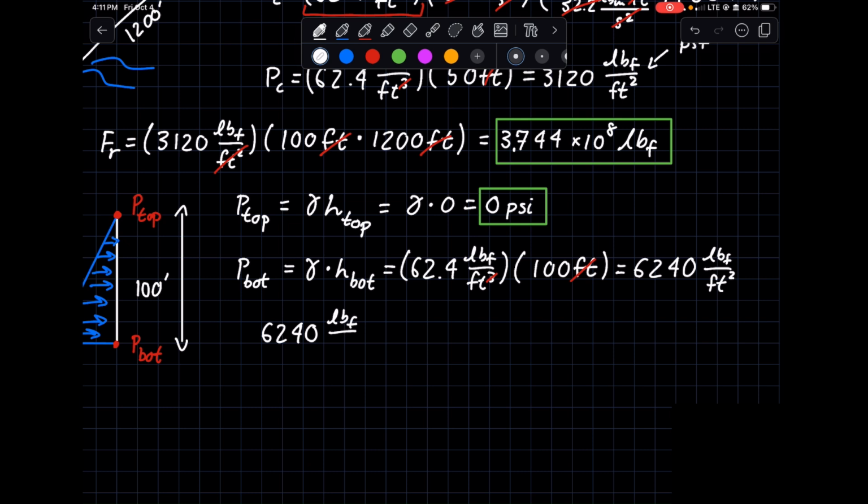So just rewriting pound force per foot squared. And now we can do, in 1 foot squared, we have 144 inches squared. Again, canceling units. So now we divide by 144. So this would give around 43.33 repeating. So 43.3 PSI. So that is part B complete.